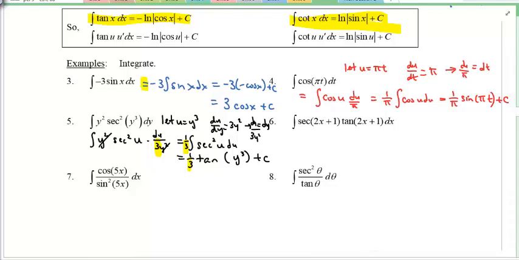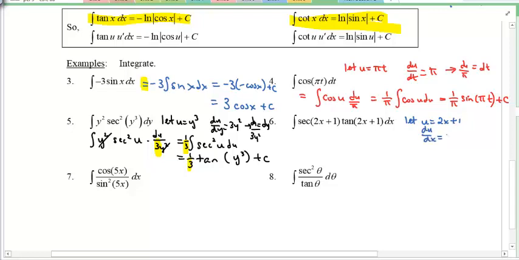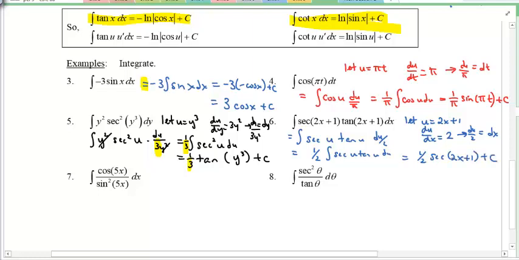Secant tangent. Where have we seen that before? So I'll probably let the stuff in the bracket equal u. Secant u tangent u du over 2. Integration of secant u tangent u. Hello secant. So once again I will replace the u. There's your answer for number 6.